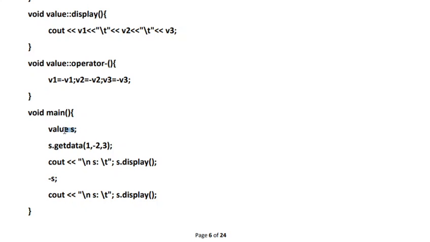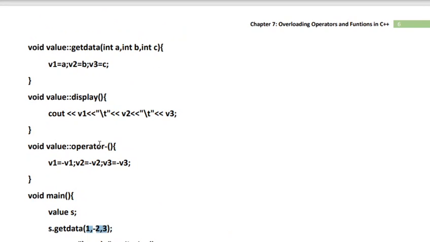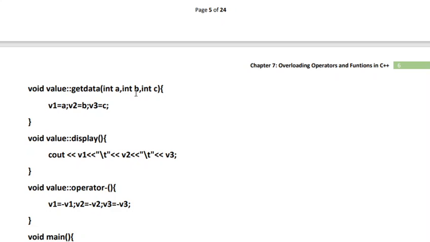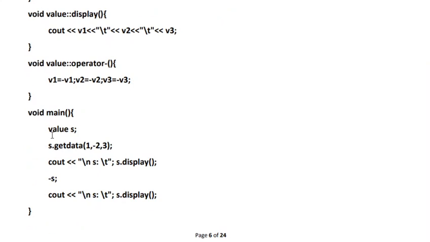Now I have the main function defined here. Here s is the object of type value, where value is a class, right? Now s dot get data, so I'm passing 1, minus 2, and minus 3. So 1, minus 2, and minus 3 will be placed in a, b, and c, which will be initialized to v1, v2, and v3. Now I'm displaying the content of s with cout. So it will print 1, minus 2, and 3, right?